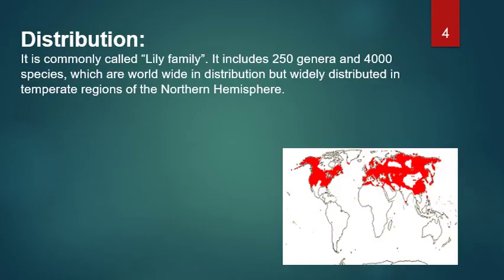As far as the distribution of this family is concerned, it is majorly distributed in the temperate region of the Northern Hemisphere. This family includes nearly 250 genera and 4,000 species. That is worldwide in distribution.